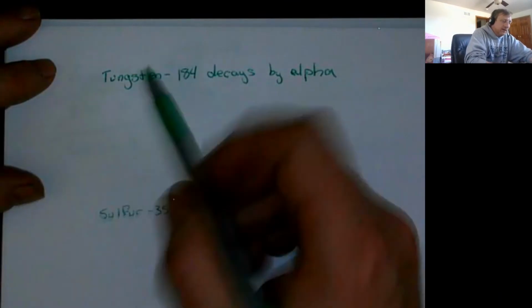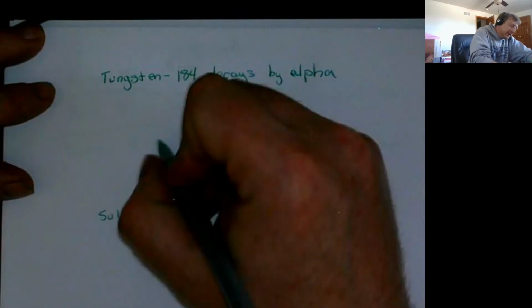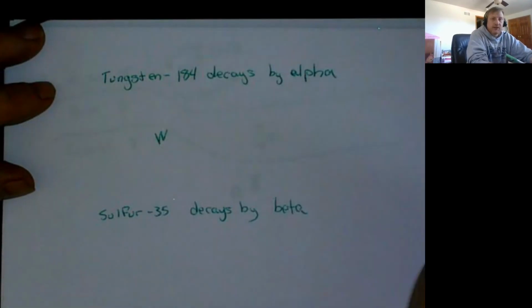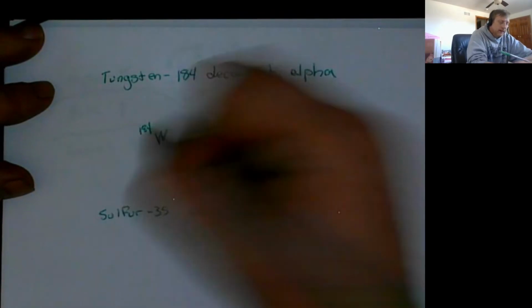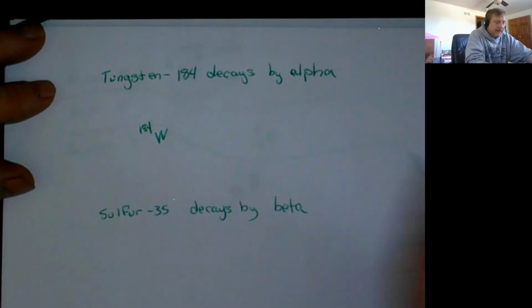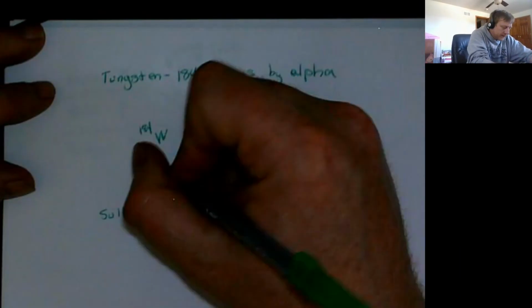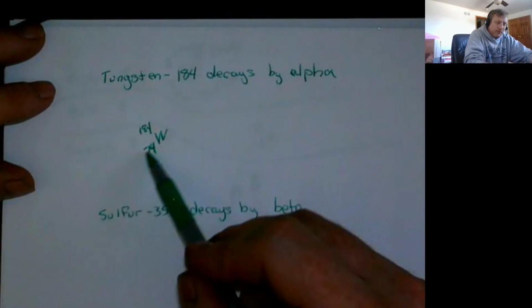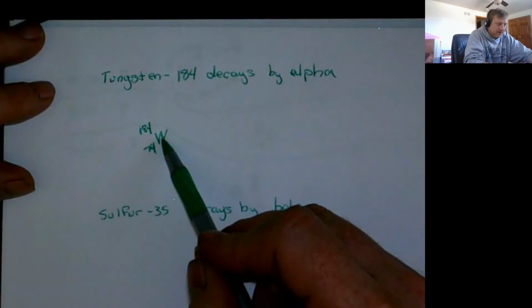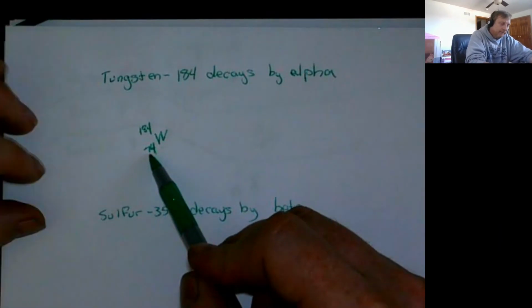Okay, so we've got some tungsten 184, and it's going to decay by alpha. First of all, the symbol for tungsten is a W. The 184 is the mass number, so it goes in that upper left. If I want to, I can put the atomic number for tungsten there, but I don't really have to because any periodic table could tell me that tungsten has an atomic number of 74.